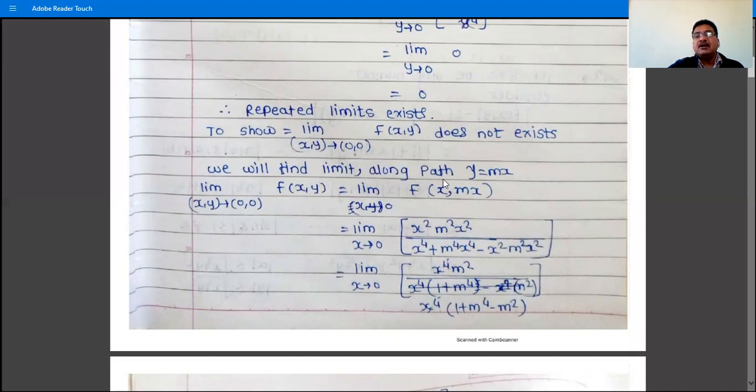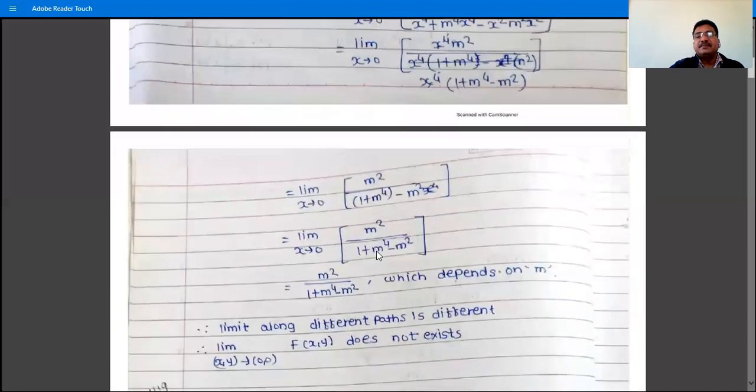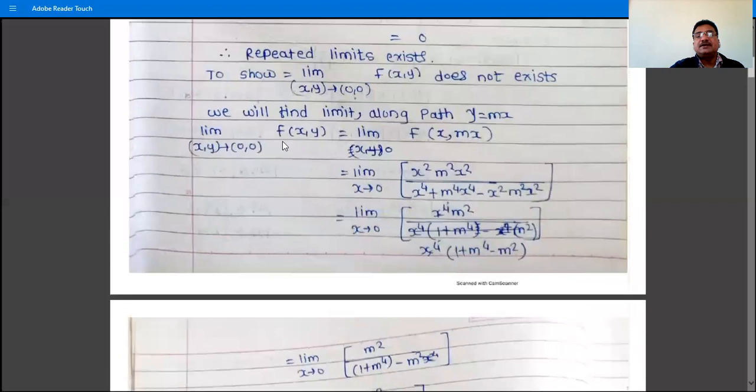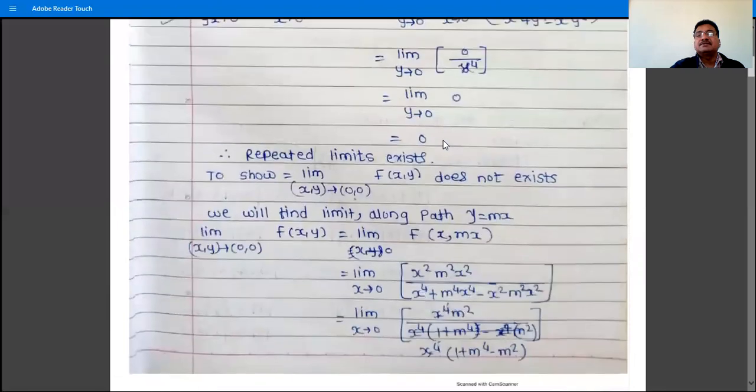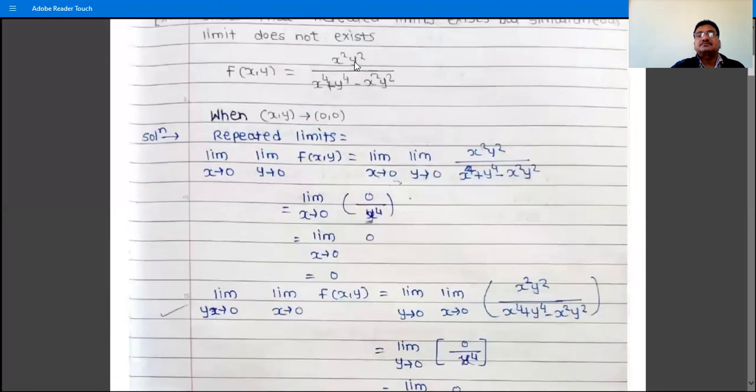We'll find the limit along the path y is equal to mx. Why the path y is equal to mx? Because the answer depends on m. So limit (x,y) tends to (0,0) of f(x,y), as x tends to 0. Don't write y tends to 0, because we substitute y in terms of x, that is y is equal to mx. So no need to write y tends to 0, just write x tends to 0. Then limit as x tends to 0 of f(x, mx). So this is f(x,y), and f(x, mx) is obtained by substituting y is equal to mx.